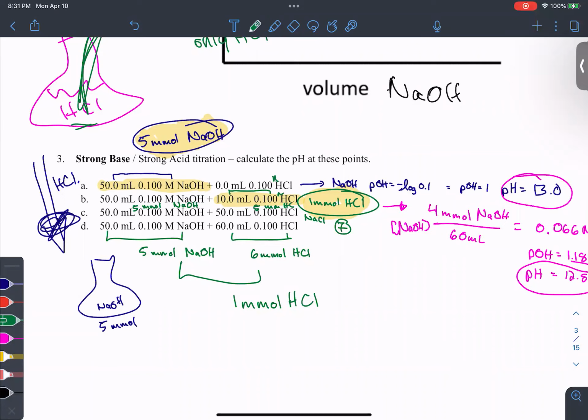This is after the equivalence point when we started with a base. So we just need to get the concentration: take the mole amount and divide by the milliliter amount. So divided by 110 milliliters, that will give you some amount and you'll calculate pH. All right, so D is your excess after the equivalence point. Good? All right, that's strong acid, strong base.